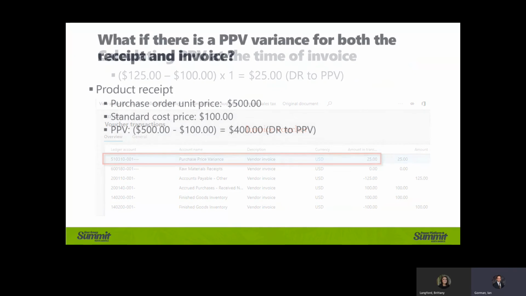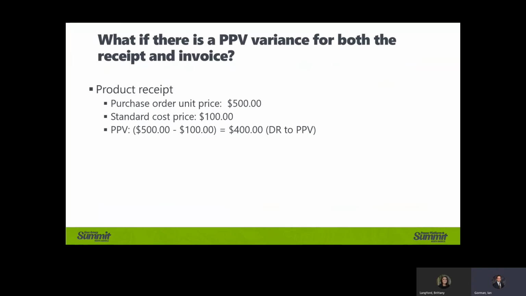Now, a common question is, what if there is a PPV variance for both the receipt and the invoice itself? So in this scenario listed on the screen, we have a product receipt entry with a purchase order unit price of $500. If the activated standard cost at the time is $100, then we're going to expect to see a $400 debit to PPV. Again, purchase order unit price minus active standard cost is how we came to this conclusion.